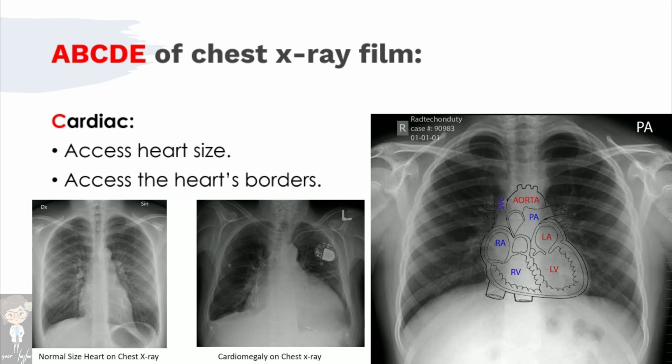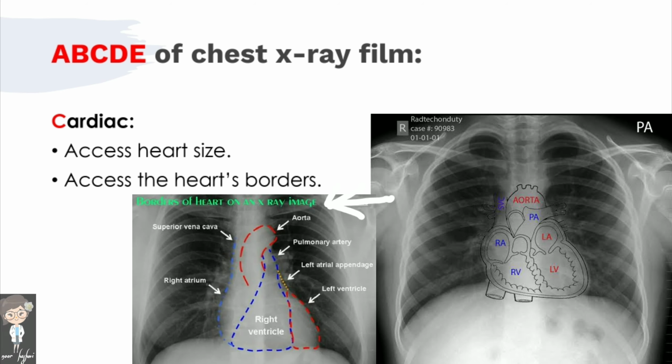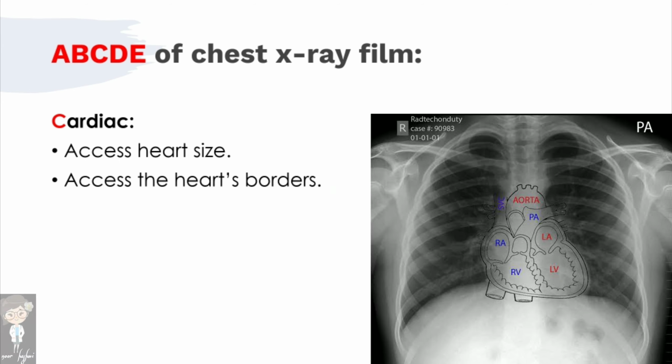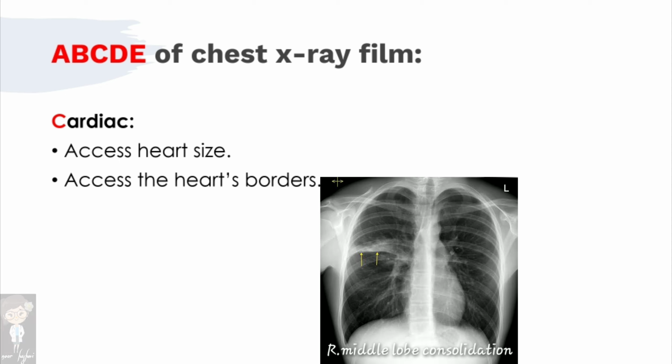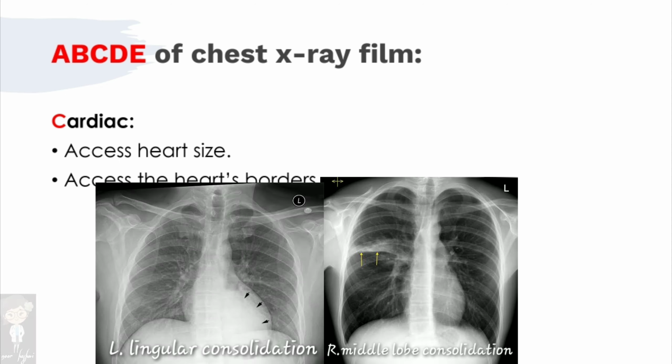Now if we talk about the borders of the heart, the right atrium makes up most of the right heart border and the left ventricle makes most of the left half of the heart border. Heart borders may become more difficult to distinguish from lung fields as a result of pathology which increases opacity of the overlying lung tissues. Reduced definition of the right heart border is associated with right middle lobe consolidation, and reduced definition of the left heart border is typically associated with lingular consolidation.